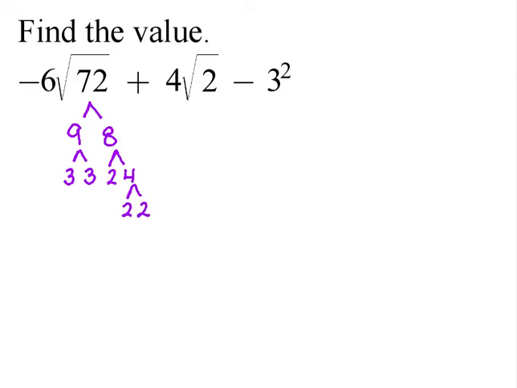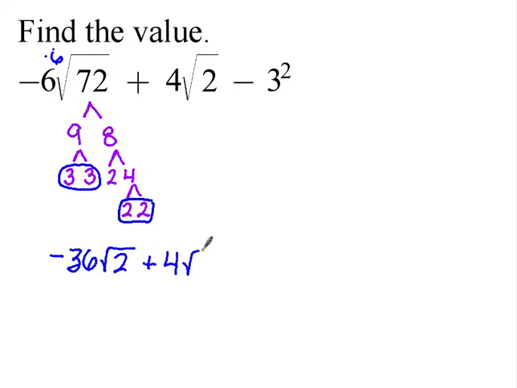So I'm looking at taking out, what? A 2, and what else? 3. The 3s. So really, how much have I taken out? 6. So I'm going to take a 6 out here. So I have negative 6 times 6, which is negative 36. Root how much? 2. Very good.